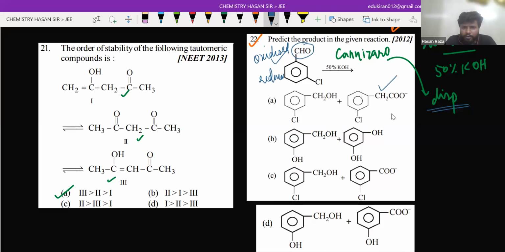This CHO will be oxidized into a carboxylic acid salt. This one is not oxidized, and it added one more carbon, that's why it is wrong. Come to this: this is your OH, it is reduced, this is also reduced, so it will also not be the correct answer. But if this aldehyde is oxidized into carboxylate anion and this aldehyde is reduced into alcohol, the correct answer is C. This will not be replaced, this will be as it is.